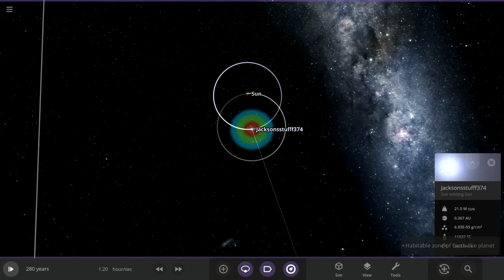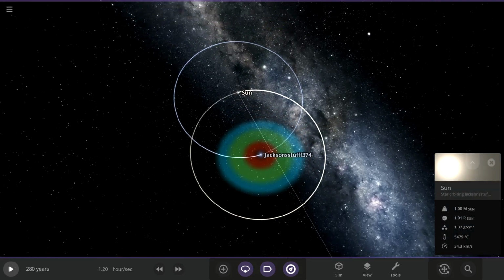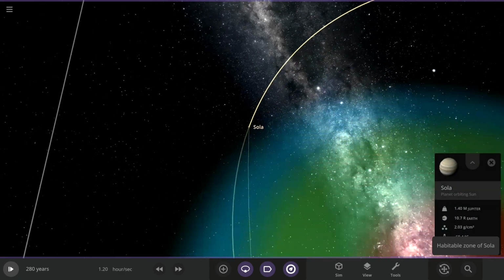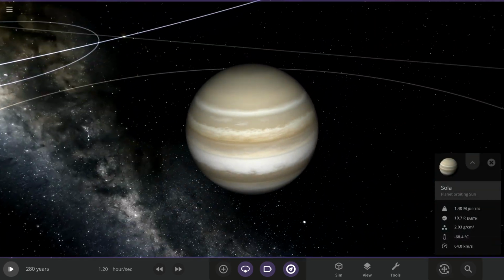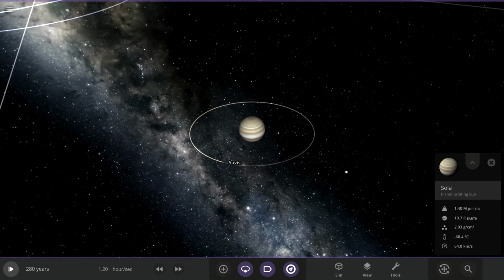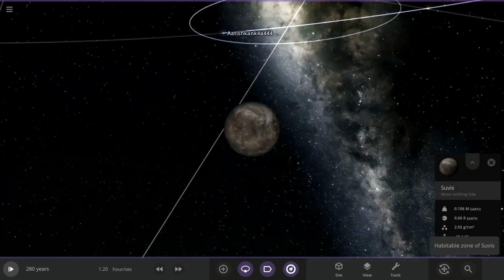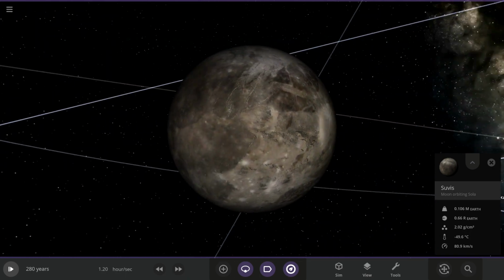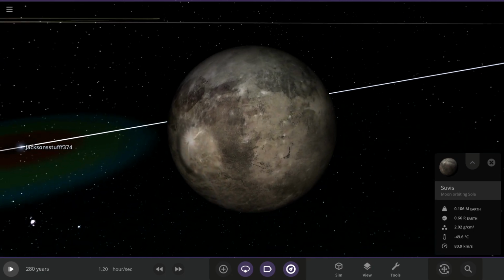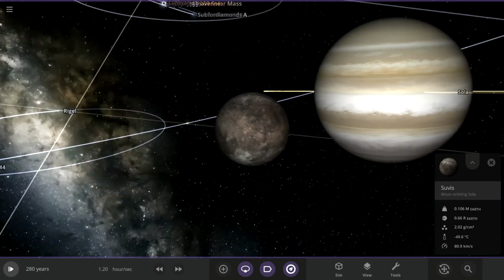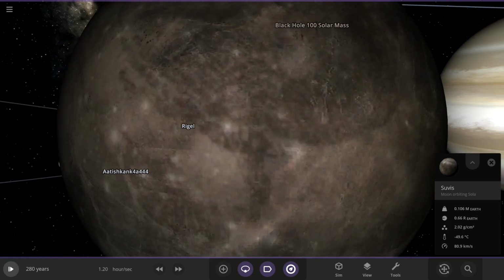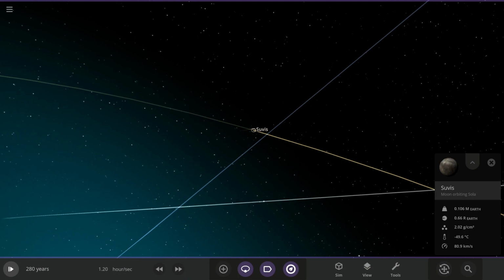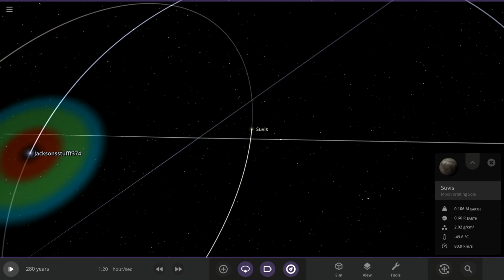Jackson's stuff 374. It's probably around the sun. Yep, solar, which was every planet in the solar system combined, I think. And Suvis, which is the combination of a bunch of moons. You can actually kind of see them, like Ganymede showing, and then there's some Callisto. No, it's more Ganymede.